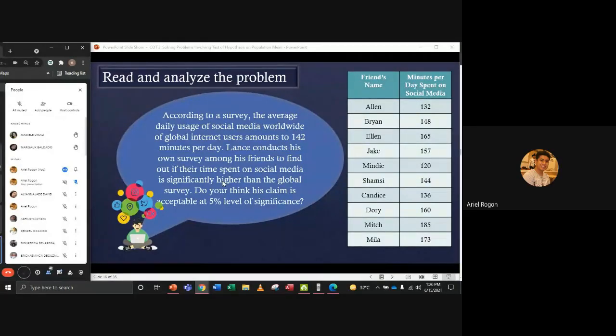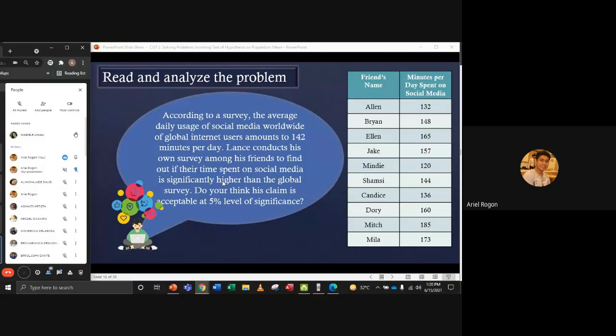So to test the claim of Lance, we all know that hypothesis testing is the aid to make our decision, so that we can make the right decision and provide a correct result. So we're going to use hypothesis testing.